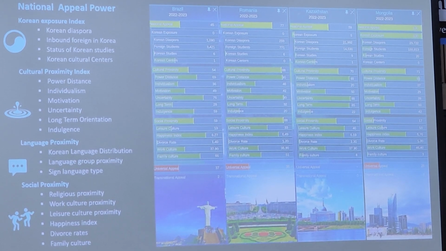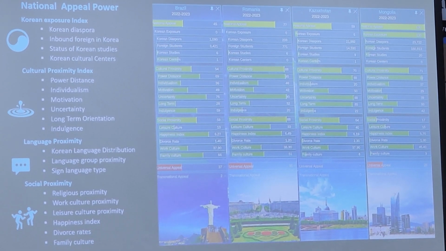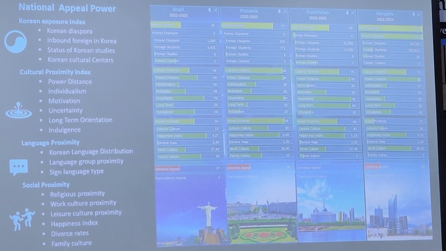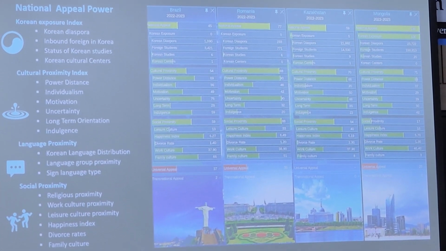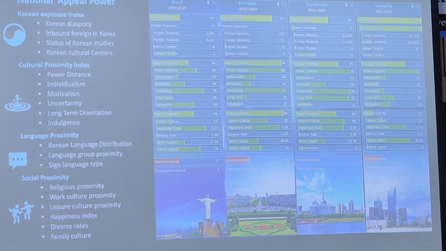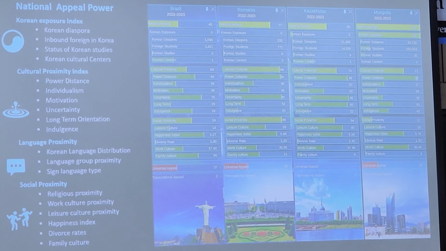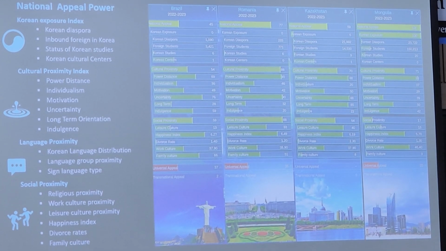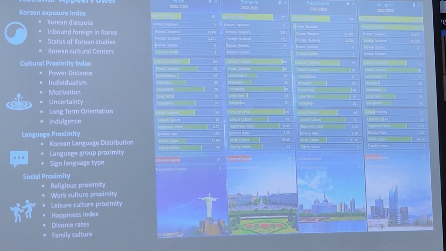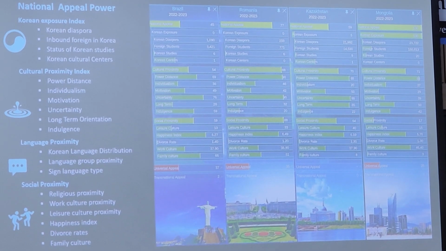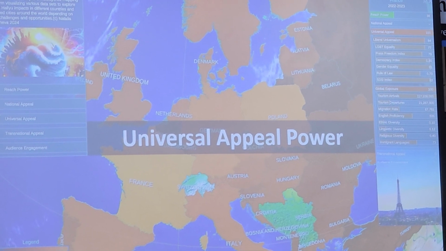Okay. But beyond just Asia, if we go to Latin America, if we go to Europe, we can also see such countries, Romania. Romania would score very high on the national appeal due to one of the highest cultural proximity and social proximity. So even though the culture is very different, how people, for example, in power distance, individualism, motivation, leisure culture, they are very similar to what's going on in Korea. So that would explain a little bit why this culture would appeal to countries that are not necessarily Asian countries.